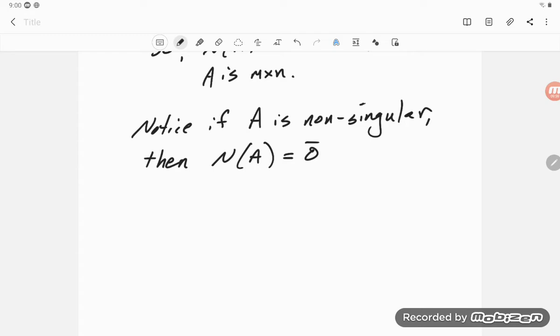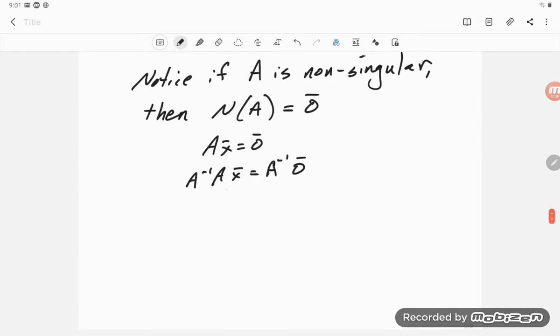All right, if A is non-singular, then the null space is only the zero vector, because if we have this and A is non-singular, I can multiply both sides by the inverse. A inverse 0. And on this side I get the identity times x. This side I get the zero vector, and then I get x is the zero vector only. Right? So if A is non-singular, the null space is pretty small.